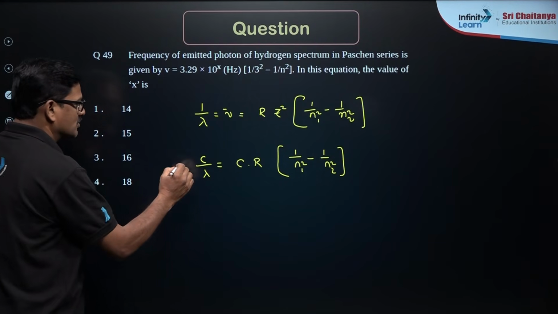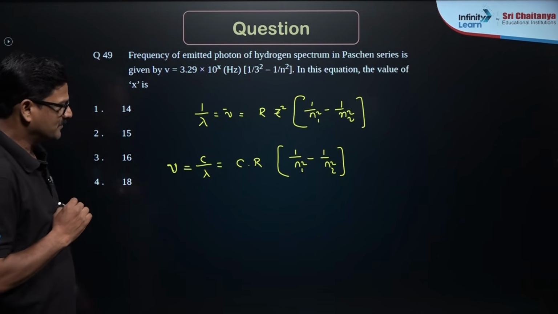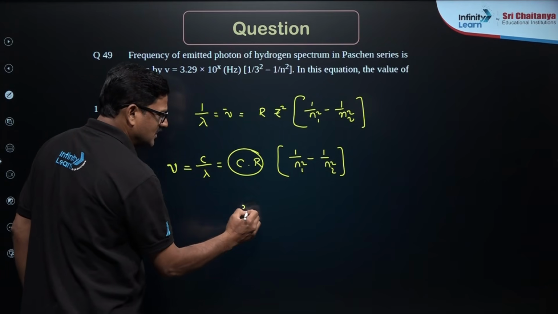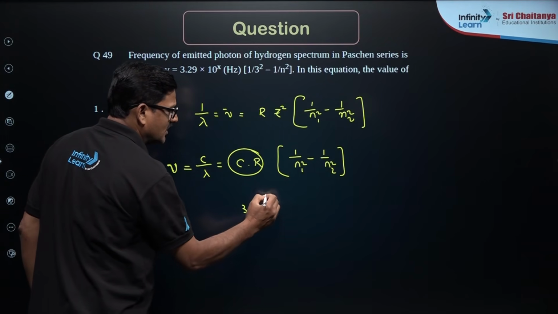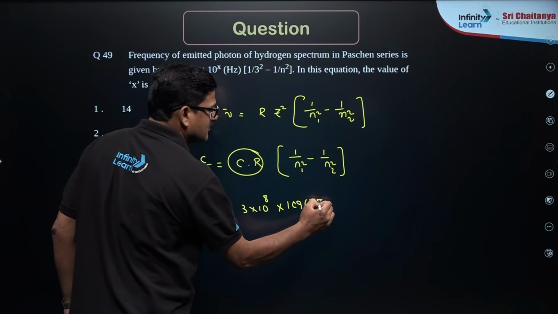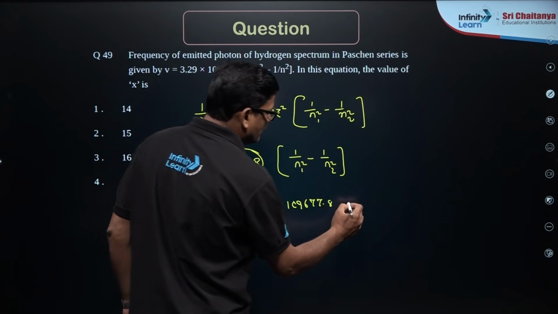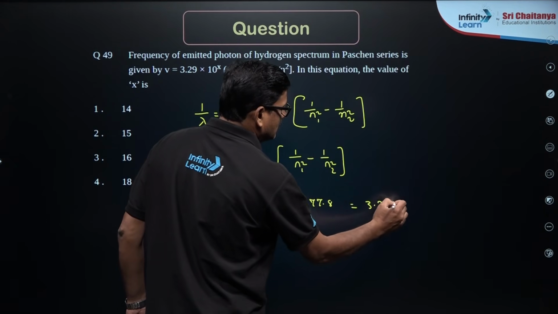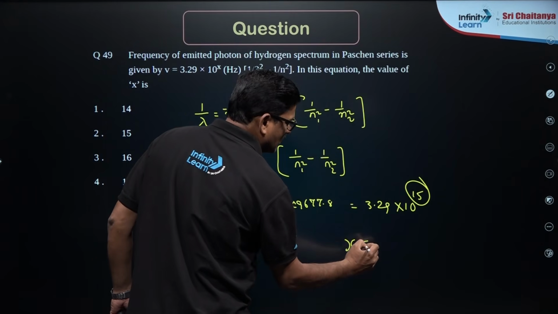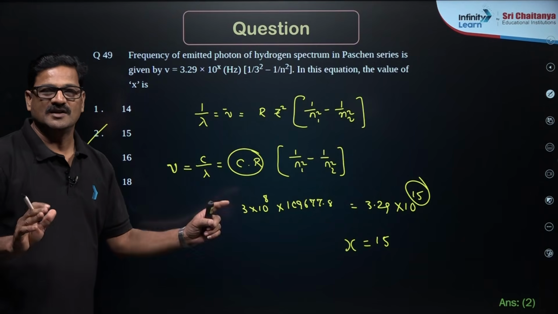So that is equal to c by lambda is equal to nu. This is the factor, you can say. So that factor is 3 into 10 raised to 8 into 10967.7. On doing so, you are going to get 3.29 into 10 raised to 15. So this factor x comes to be 15. The answer for this question is going to be 2.